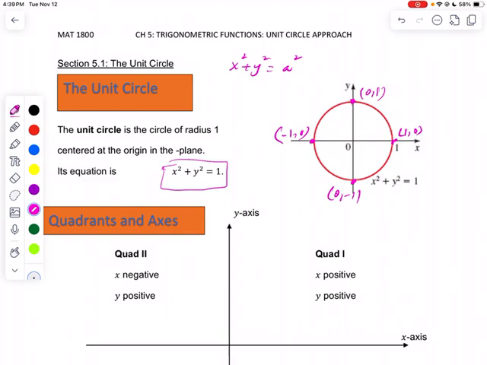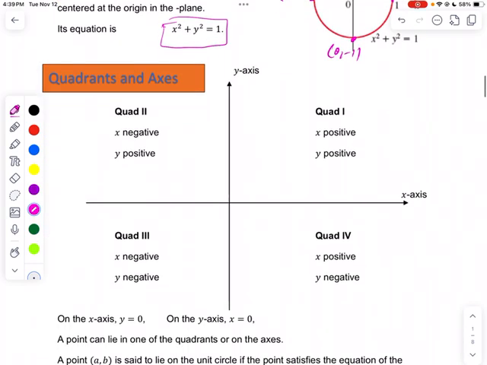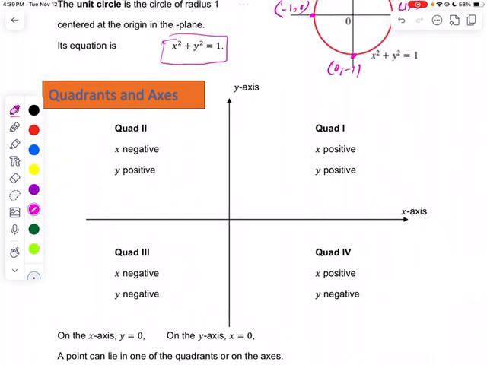Now when we draw these axes, the x and y axes, you notice that the whole plane is divided into 4 regions. On this side x has positive values, x is greater than 0, on this side x is less than 0, over here y is greater than 0, and over here y is less than 0.